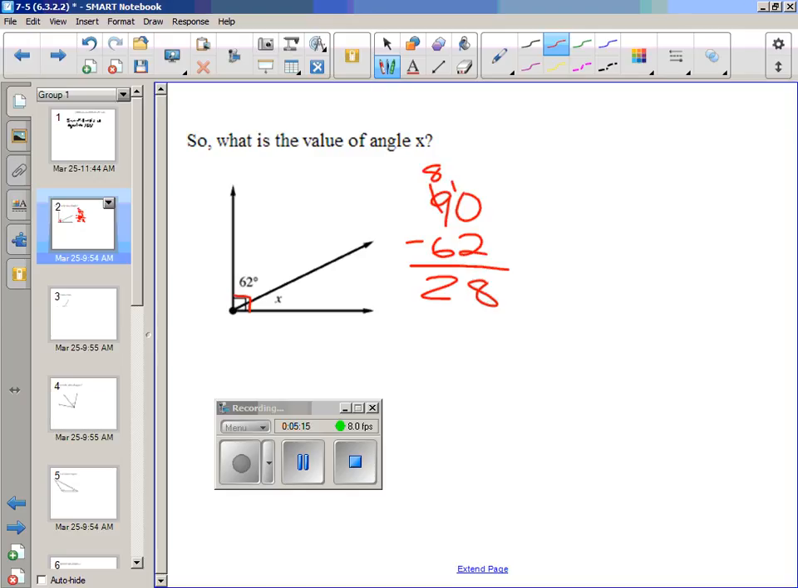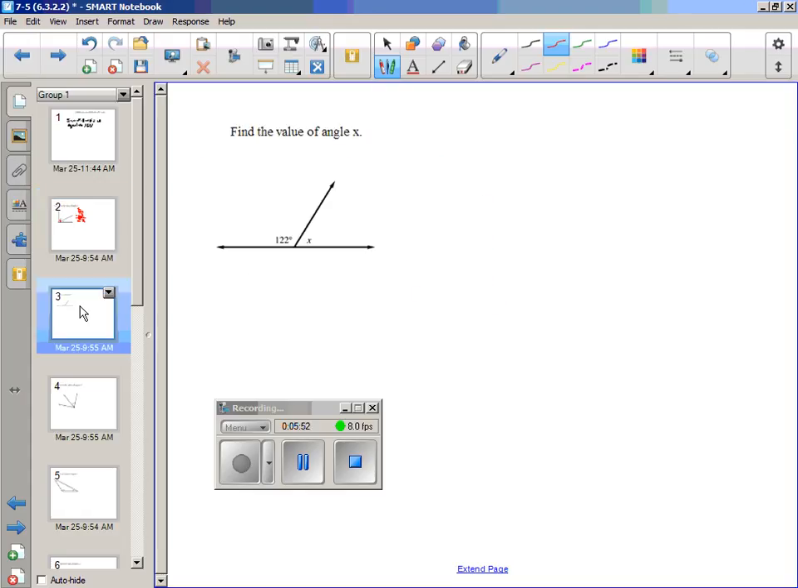Okay? What type of angles are these? Two angles that add up to 90 degrees are considered what? Is it complementary? Yes, it is exactly complementary. Complementary angles add up to 90 degrees. Okay? Here's the next one for us.